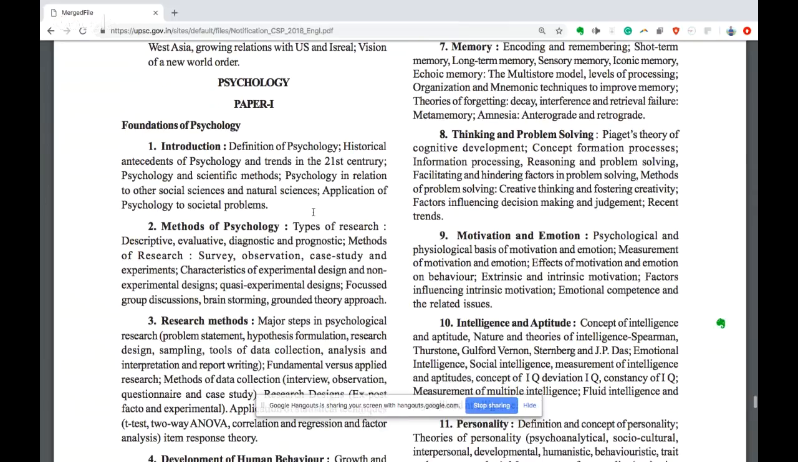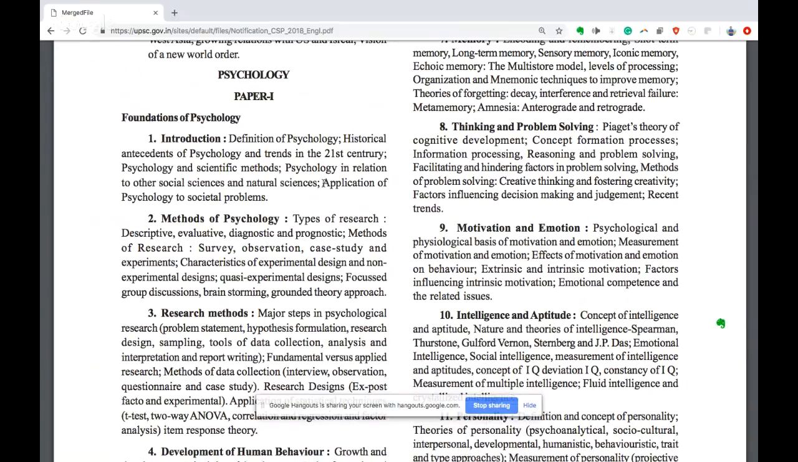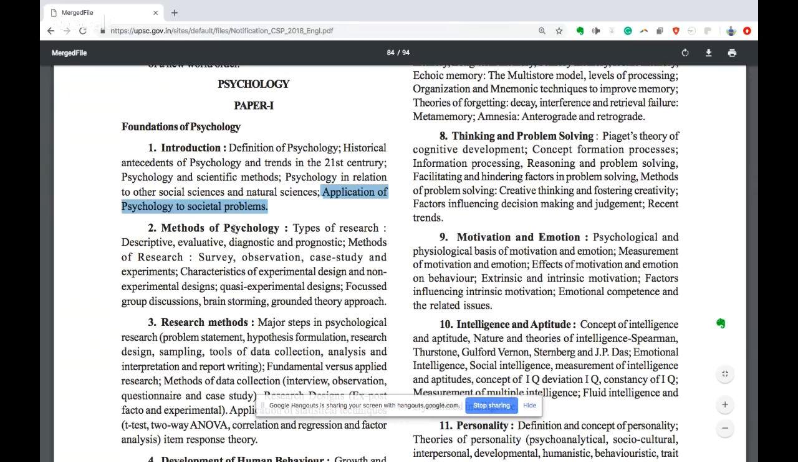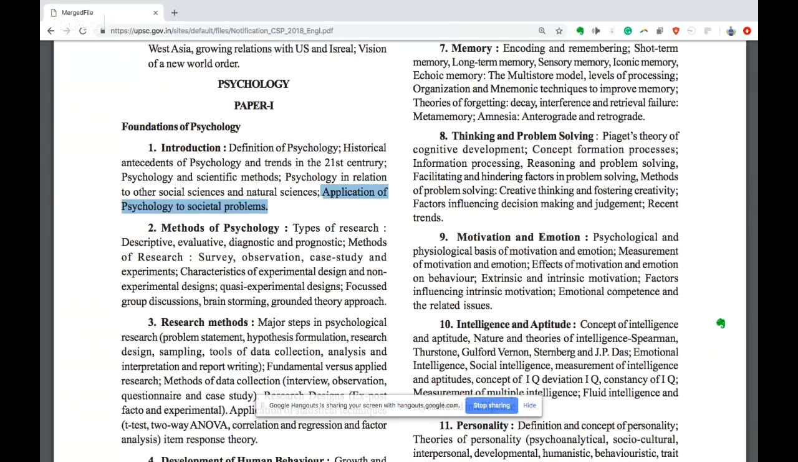Then, each year, there's one question on this last section, which is how psychology is applicable to problems in the society that we are facing. If you ask me, if there is one area from which one question is definitely sure shot or confirmed to appear in the paper, it is this highlighted portion, application of psychology to societal problems. Every year they will ask one question, and generally that is the first question in paper 1.